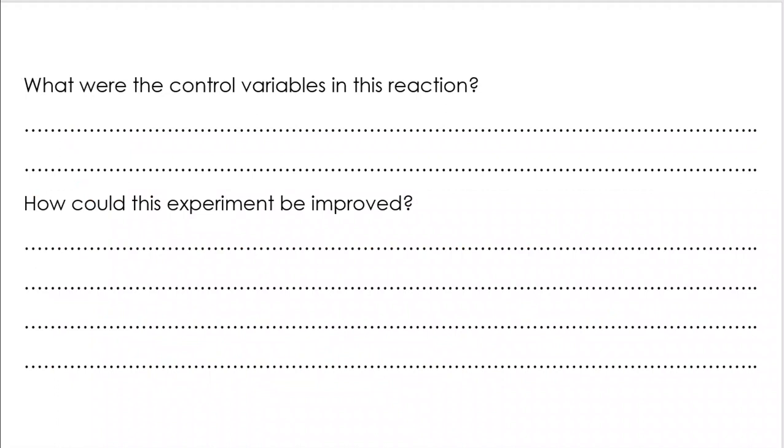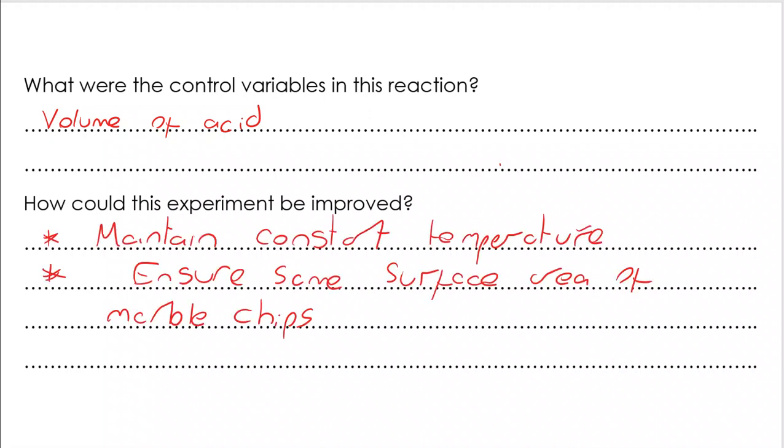What were the control variables in this reaction and how could it be improved? Well, based on the method, there was only 1 control variable that was actually controlled, and that was the volume of acid. We used the same volume of acid each time. So that means there are other potential control variables that we have not done anything about. What might they be? Well, we didn't talk about temperature. We could try to maintain a constant temperature.